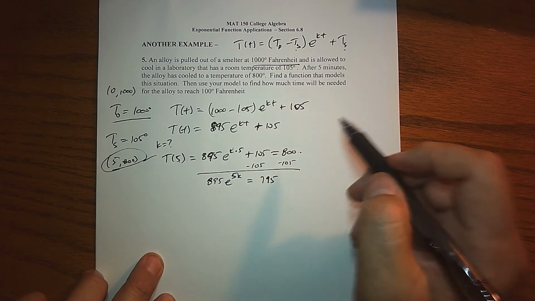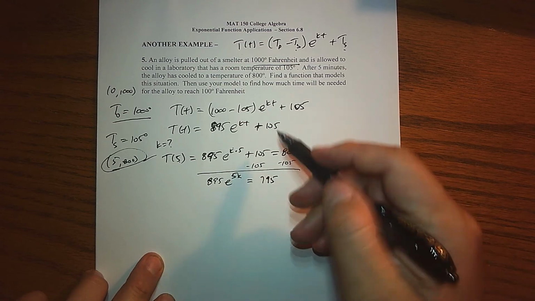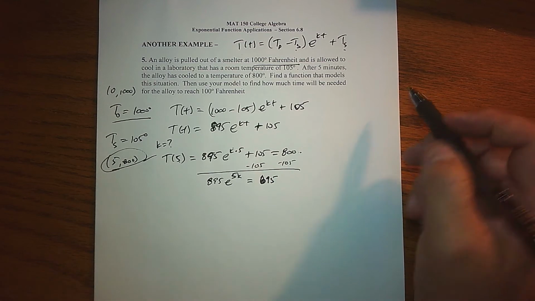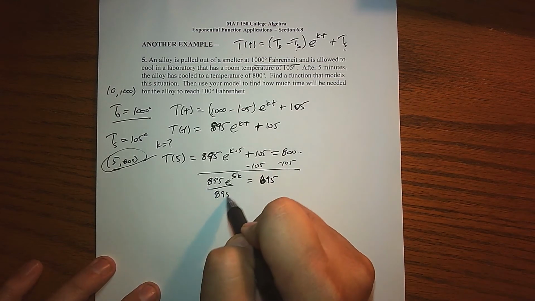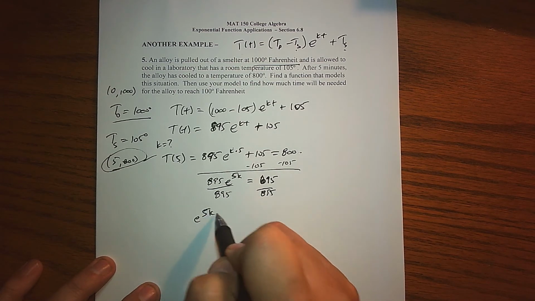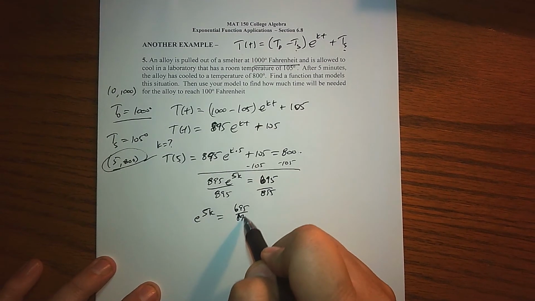795 there. No, not 795, 695. All right, so we end up with 695 at this time. Divide both sides by 895. We get that e to the 5k is whatever that funny fraction is, and I'll just go ahead and leave it the way it is.